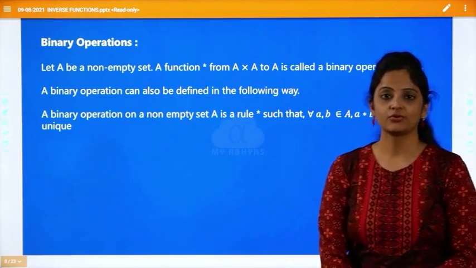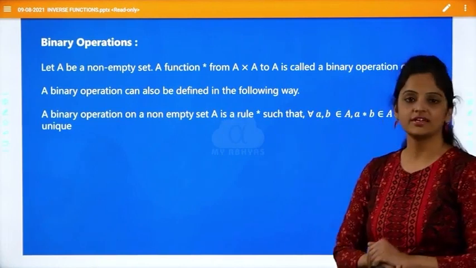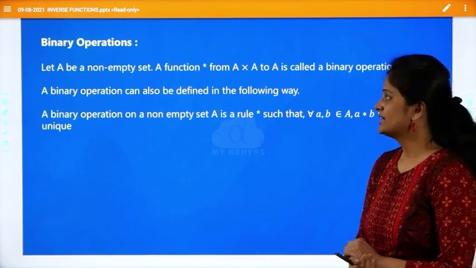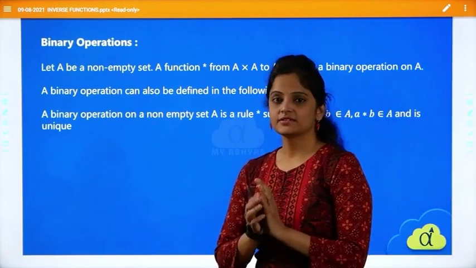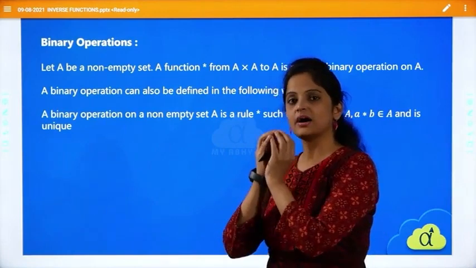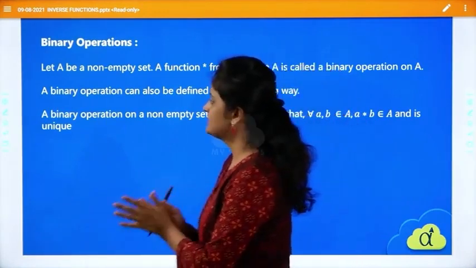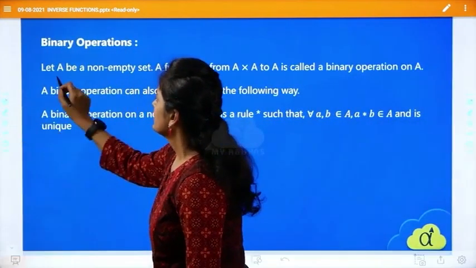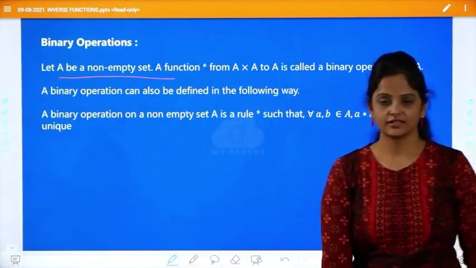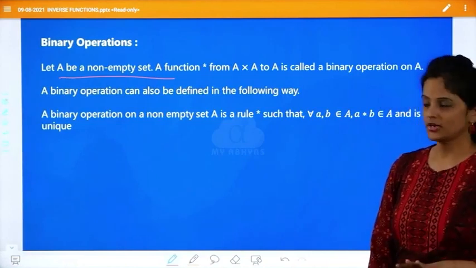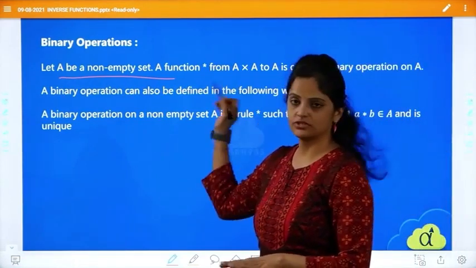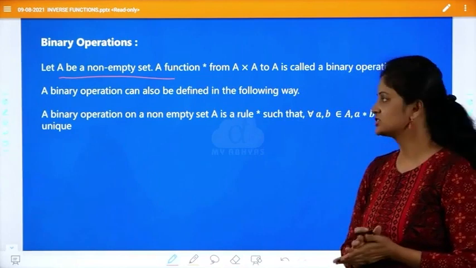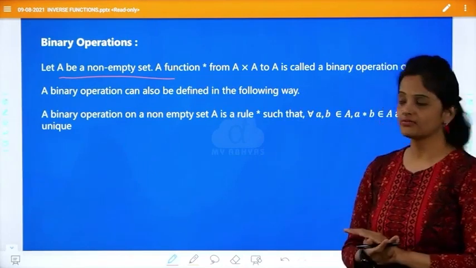Next topic we are going to learn is binary operation. Binary operation is in functions, but it is a part of the function. See what it tells. It is a non-empty set, capital A, what you have taken, and it is also a function. Binary operation is nothing but a function, but from where to where will it be?